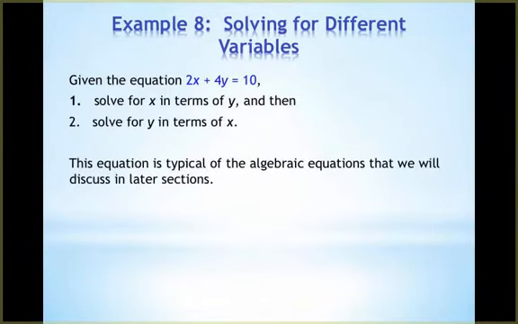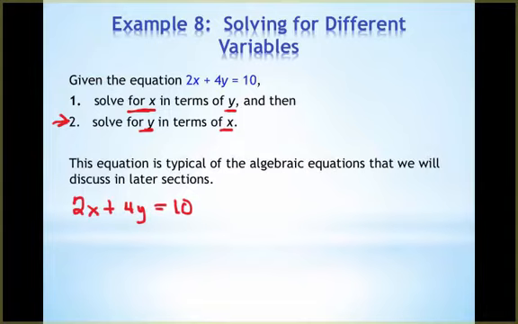The next equation we have, we're going to do two different things for it. One, we're going to solve for x in terms of y. So this means get x by itself. And then the second thing we're going to do is solve for y in terms of x. You'll find in a later chapter that this is something that we will do a lot, especially this second part, solving for y in terms of x. So let's take this equation and let's solve for x. So I have 2x plus 4y equals 10.